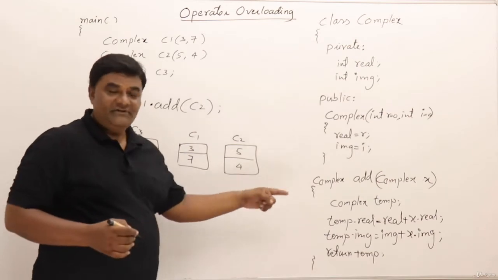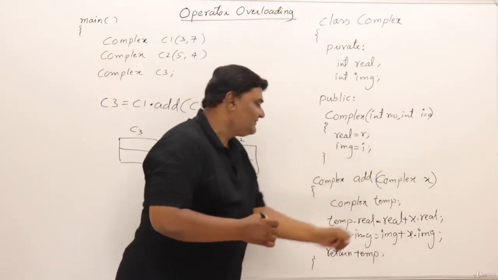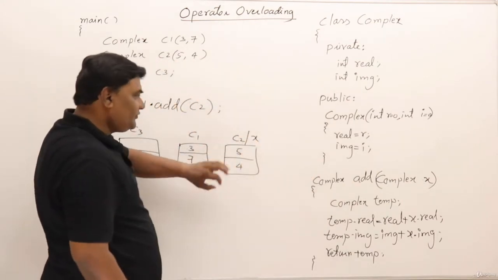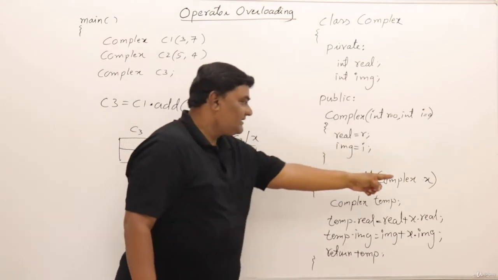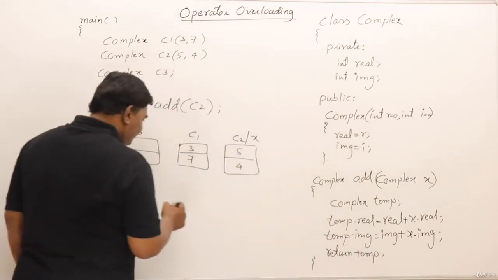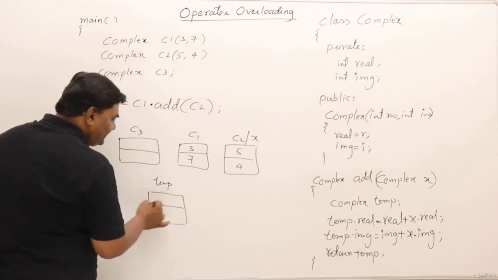Now let us understand its working. See, C2 is going as parameter. So what is this X? This is called X there. So actually C2 is not passed, the value of C2 is passed there. So the same object goes there, and X is this one. Then here a temporary variable is created. So this is a temporary variable, another complex number.